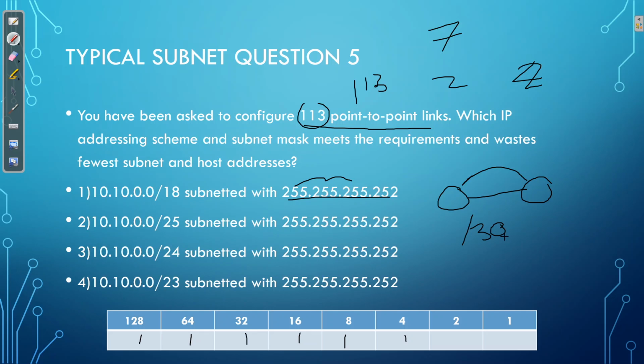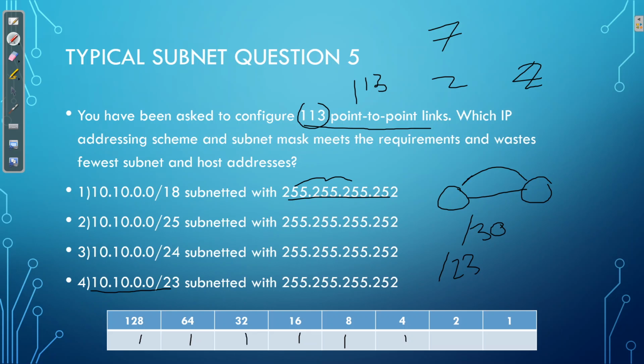Now, I know that I need to have 7 subnet bits. So /30 minus 7 gives me 23. So I need to begin with a /23 subnet mask before I subnet that down to a /30 to waste as few subnets and host addresses as possible, because that is only going to allow me 7 subnet bits and 2 host bits. Now, out of all the answers over here, number 4 is going to be the right answer.